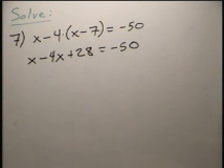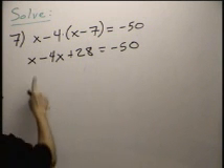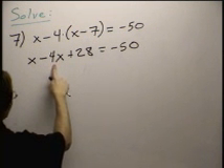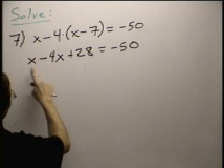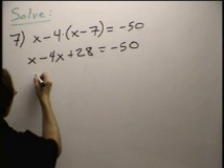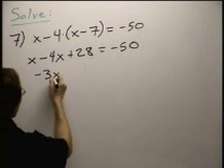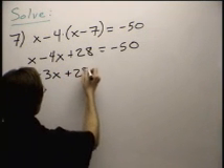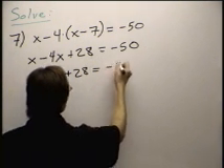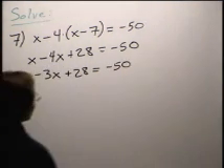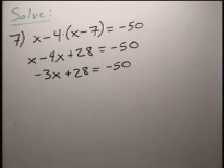Now that we've removed the grouping symbols with the distributive property, we can combine like terms. x and -4x are like terms. x minus 4x gives us -3x. So our equation is equivalent to -3x plus 28 equals -50.